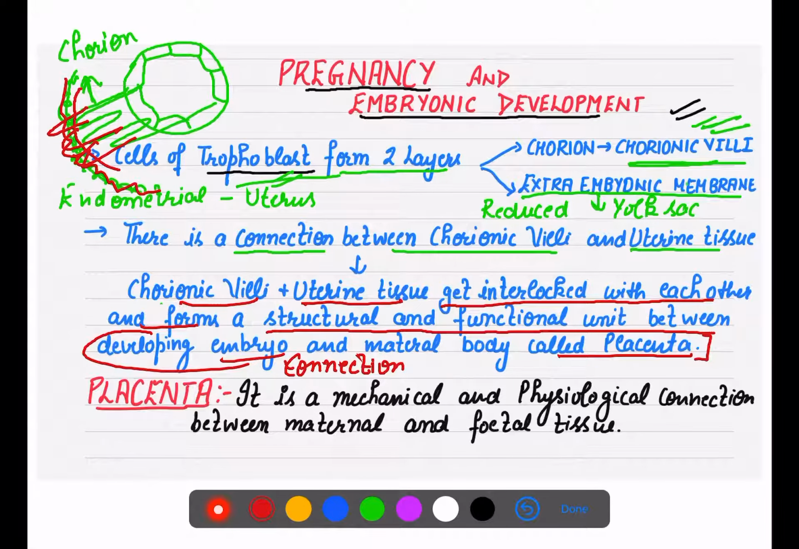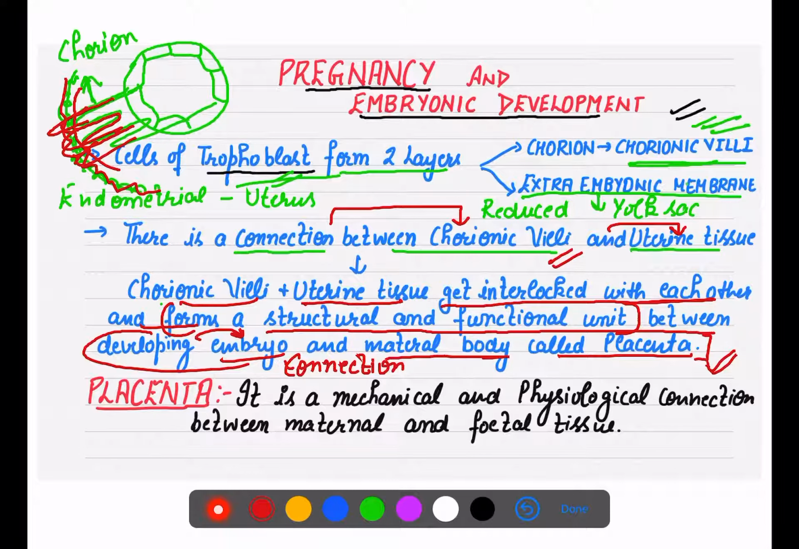So in 10th class we used to discuss it as a tissue which is a connection between mother and fetus. Here, in class 12th, you have to be very specific in detail: it is a connection between chorionic villi as well as uterine tissue, and these chorionic villi and uterine tissue get interlocked with each other and form a structural and functional unit. Between what? Between the developing embryo as well as the maternal body, and this tissue is called your placenta.